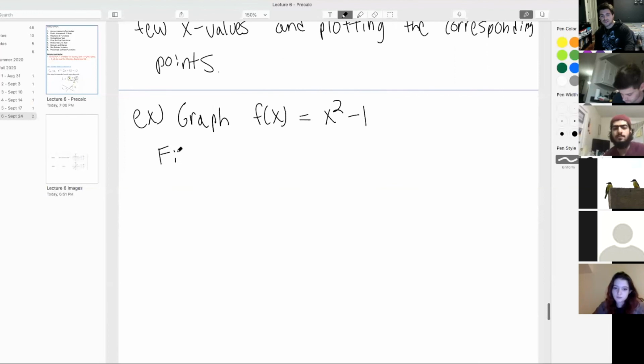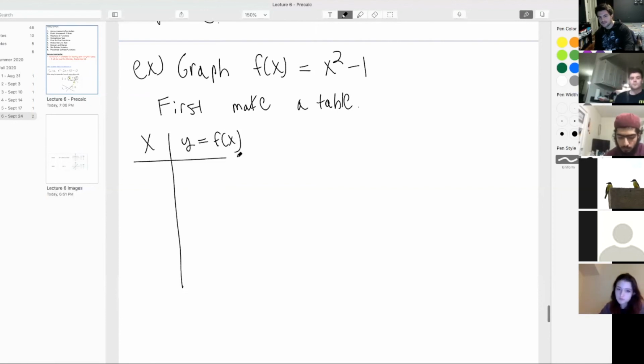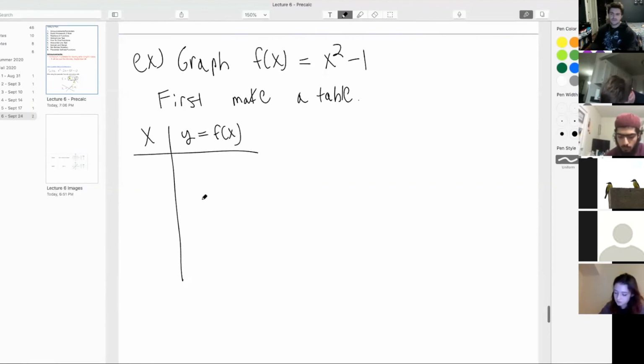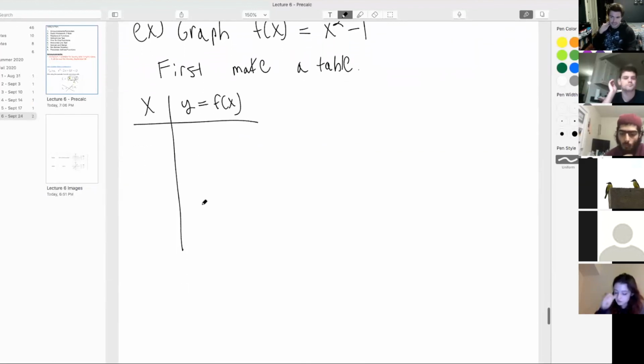Okay, so first, make a table. My first column will be our inputs x, and our second column will be the outputs y equals f of x. The inputs you want to choose, it doesn't matter completely, but usually I like to do -2 to +2 and all the whole numbers in between. So -2, -1, 0, 1, 2.